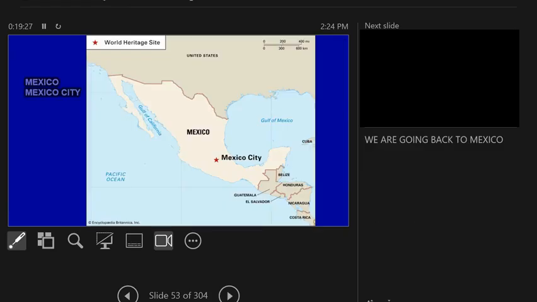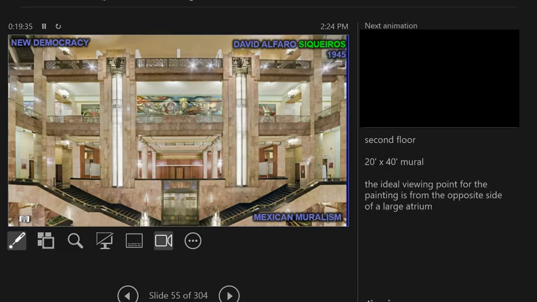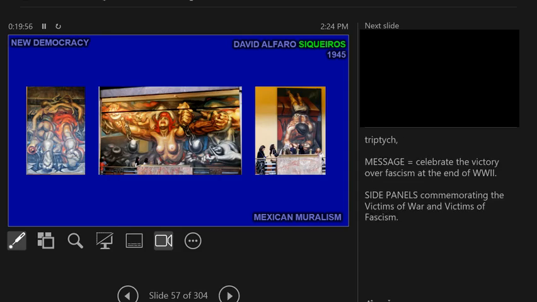All right, we're going to go down to Mexico City into the Palacio de Bellas Artes, which means Palace of Beautiful Art. And in this art museum, there's three paintings that I want us to look at that were painted by Siqueiros. They're very large murals. So if we get up there, this gives you a sense of how large the mural is. You see the person standing next to it. And it's a series of three murals put together.